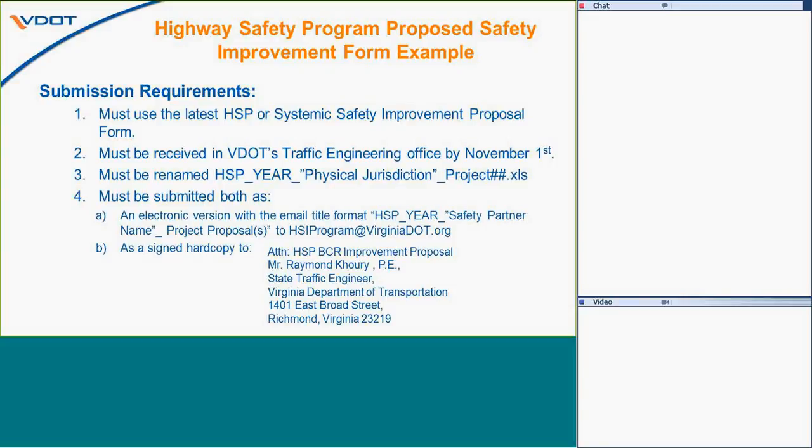So some requirements are: you must use the latest HSP form, which is up on the website and which was shown, or the Systemic Safety Improvement Proposal form, which is still in development. It must be received by VDOT's Traffic Engineering Office by November 1st. Files must be named using the file naming scheme shown there. And they must be submitted as both an electronic copy and a hard copy, delivered to those two locations: the electronic copy to the email that's there, and the hard copy to the HSP improvement address.